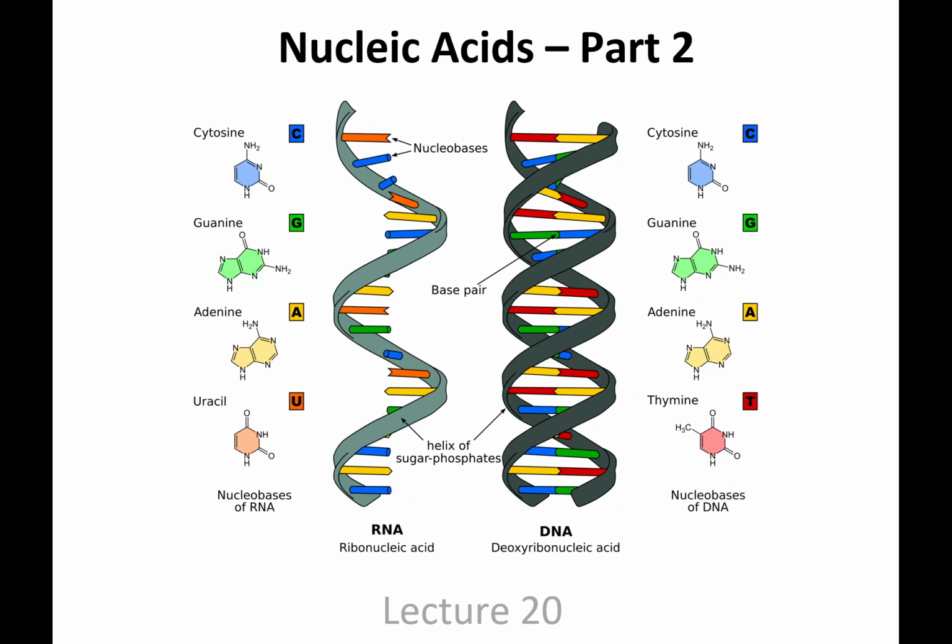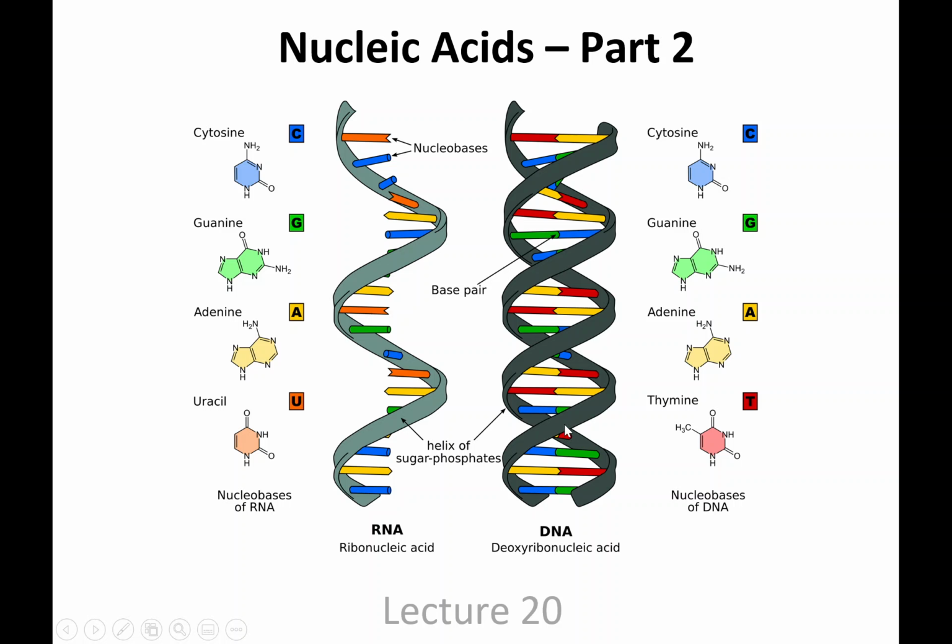This will be the second part of our discussion on nucleic acids. The title slide just gives you an overview of the differences between RNA and DNA. RNA is shown on the left here. It's single-stranded, and the bases that you see in RNA are C, G, A, and U.